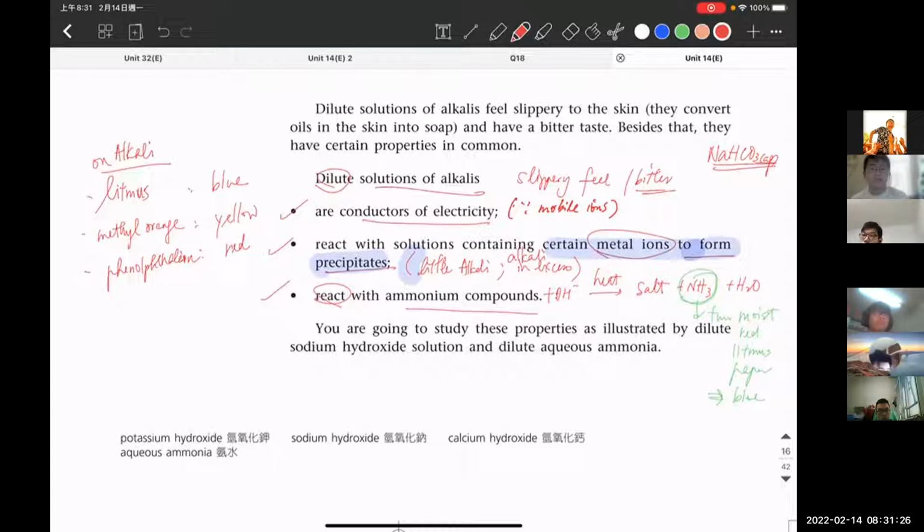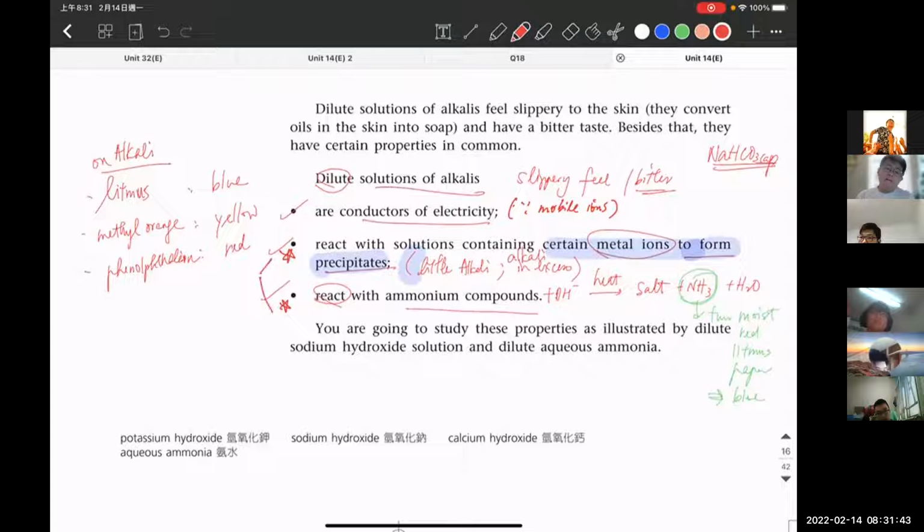It reacts with a solution containing certain metal ions to form precipitate, which is rather difficult, and I would like to have further explanation on this part today. And there is a reaction with ammonium compound to form ammonia. So this is what you may know. These two are our main focus.